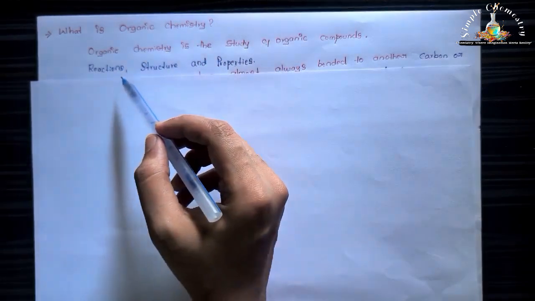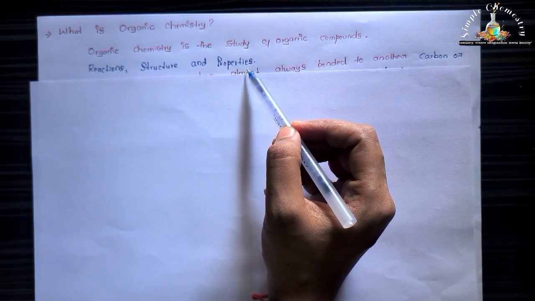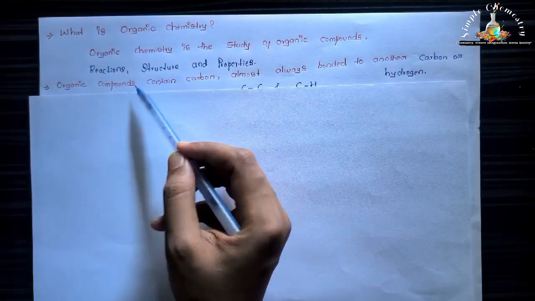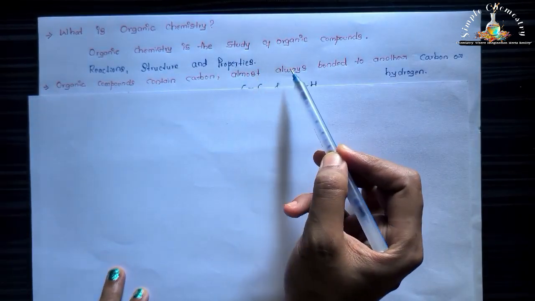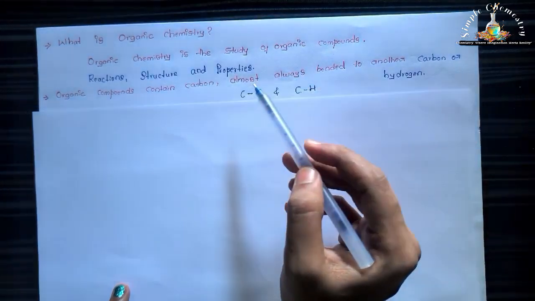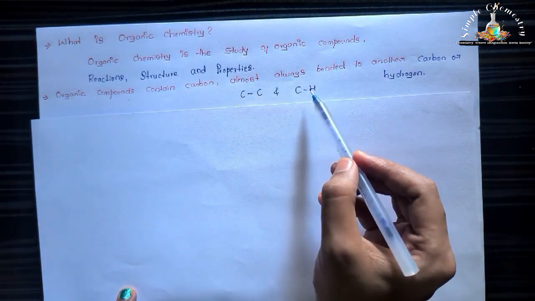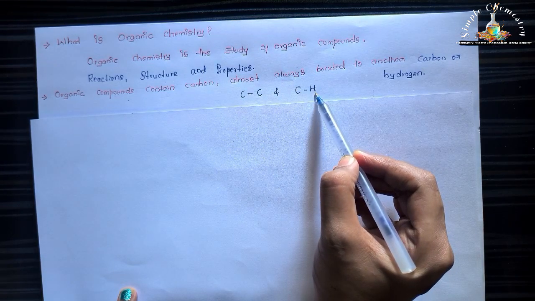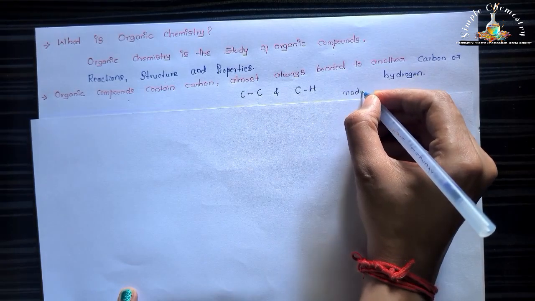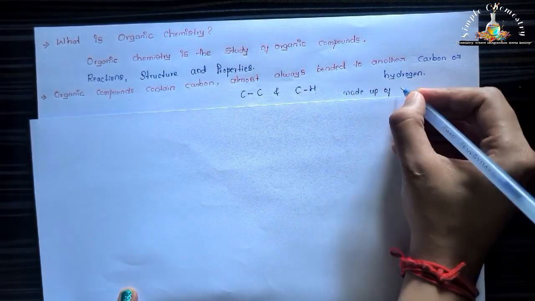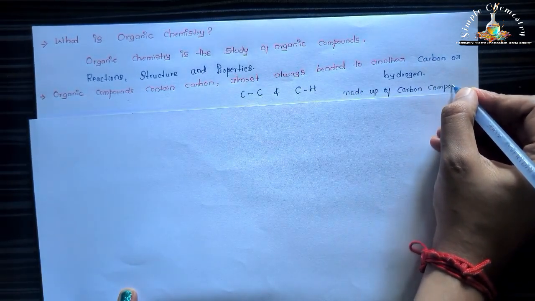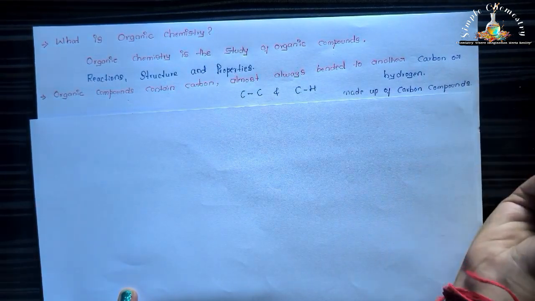Before going to study the reactions, structure and properties, we will see what organic compounds are. Organic compounds contain carbon almost always, which is bonded to another carbon or hydrogen. Like the carbon is bonded with carbon, otherwise the carbon is bonded with hydrogen. We can say organic compounds are mainly made up of carbon compounds. That we will call organic compounds.